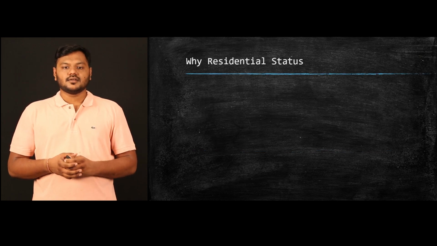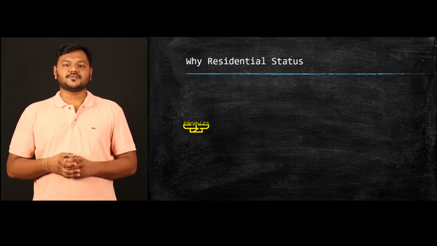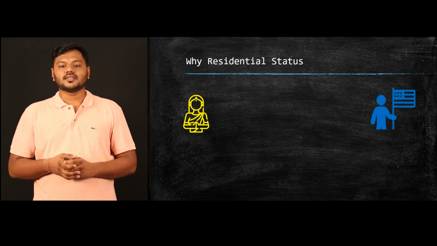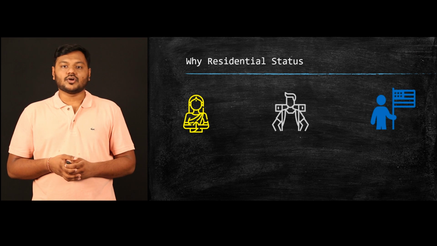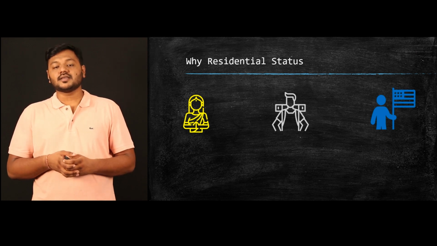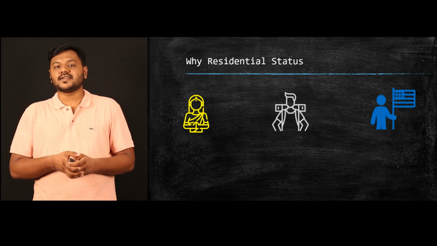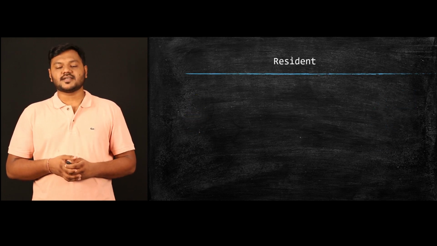So let's start. When I say residential status, there are mainly three kinds of status. A person can either be an ordinary resident, or a non-resident, or there is one more category, that is a person can be a resident but not an ordinary resident. Mainly there are two parts, one is resident and one is non-resident, but under the part of resident there are two subparts, one is ordinary resident and one is resident but not ordinary resident. So how to determine the residential status of a person?